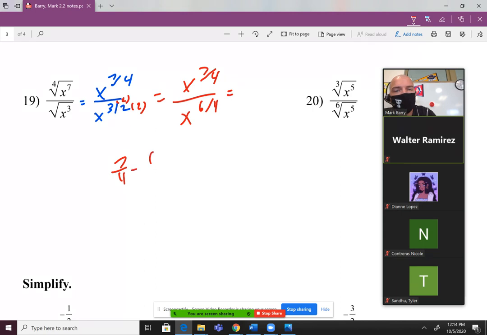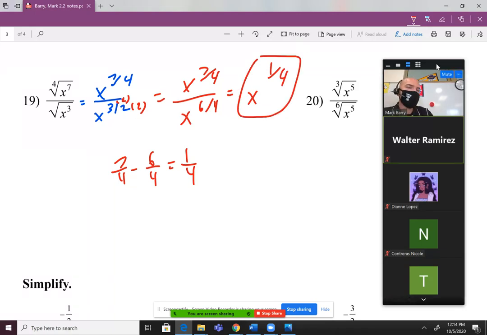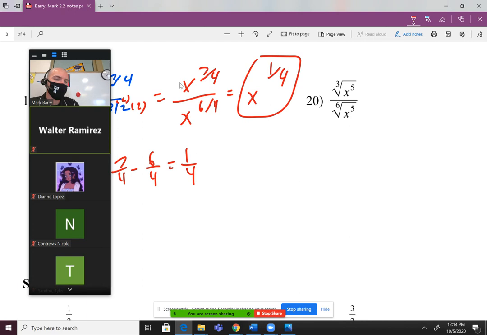The top is going to win again. Mr. Berry's sad because I want the bottom to win one of these, but it didn't. The top one, it was x to the 1/4.